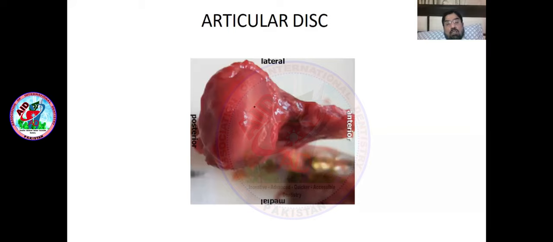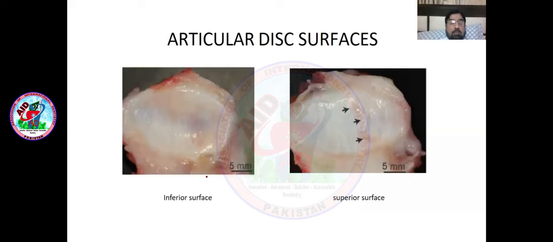Now, if you cut the portion, you see this is the articular cartilage, this is the posterior level, this is anterior, these are the fibers of the lateral pterygoid muscle, this is the lateral portion, this is the medial portion, and that is the elevation beneath. You can see the condyle is visible, and superiorly it will be articulating with the temporal fossa. Another picture, the inferior surface: you will see that it is concave because it has to glide with the surface of the condyle, and the superior surface is convex because it has to glide with the surface of the temporal bone, the temporal fossa.